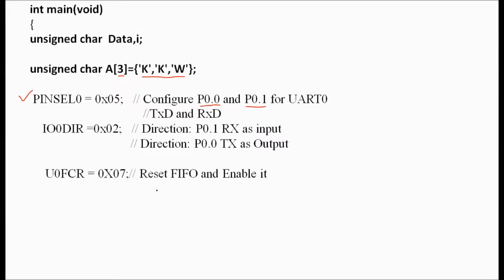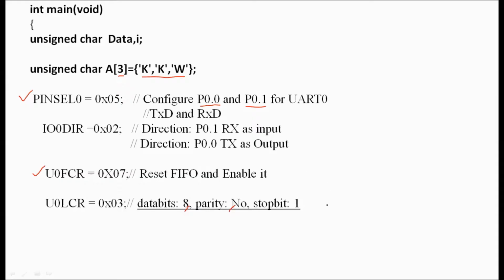Then you have to initialize this FCR register to reset the FIFO and to enable the FIFO. So as we have discussed, we have to store here 07. Then the line control register U0LCR. The data bits we are using is 8. There is no parity. By default, no parity is there. So we are going to store 0 for all other bits. Stop bit is 1. So this should be initialized with 03.